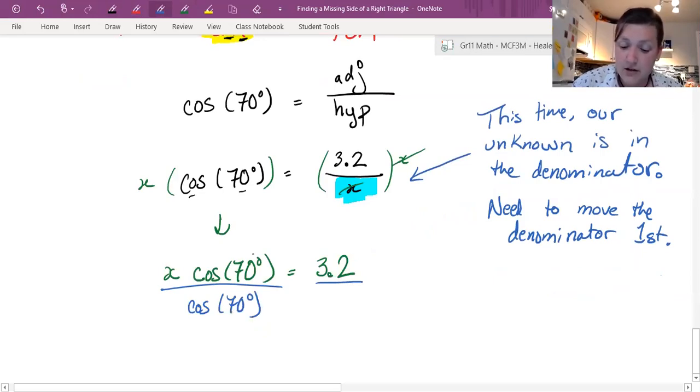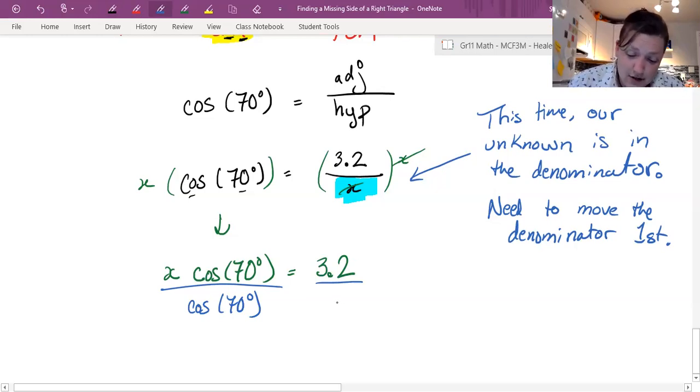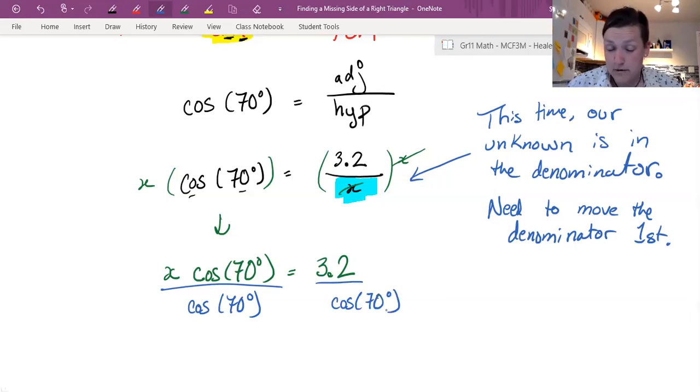Again, I could have figured out this cosine of 70 degrees number first. I just like to leave it written as cosine of 70 degrees because it's going to be a long number, a long decimal from our calculator, and I would prefer to not write it down, and so I usually just save it. But if you had already figured out that ratio by asking your calculator to give it to you by putting in cosine of 70 degrees, then that's totally fine.